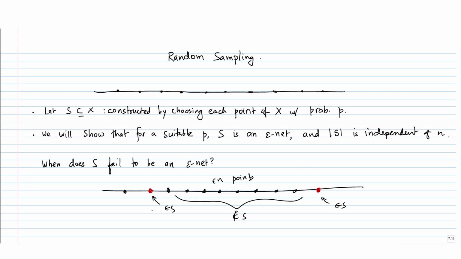Okay. So let's call such an interval defined by 2 chosen points of S with epsilon n points in between unchosen a canonical interval. Okay, so a canonical interval is an interval which is defined by 2 consecutive points in S with epsilon n points in between.